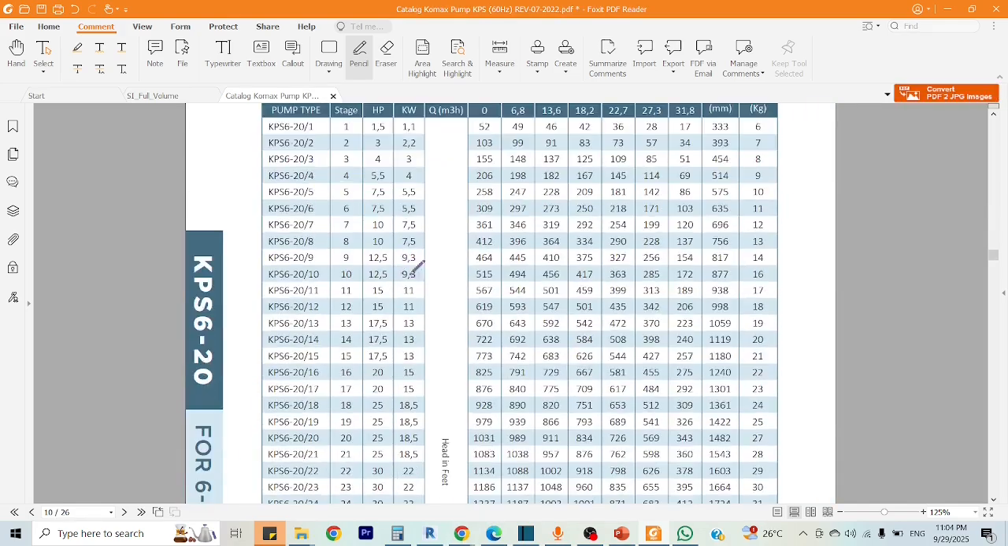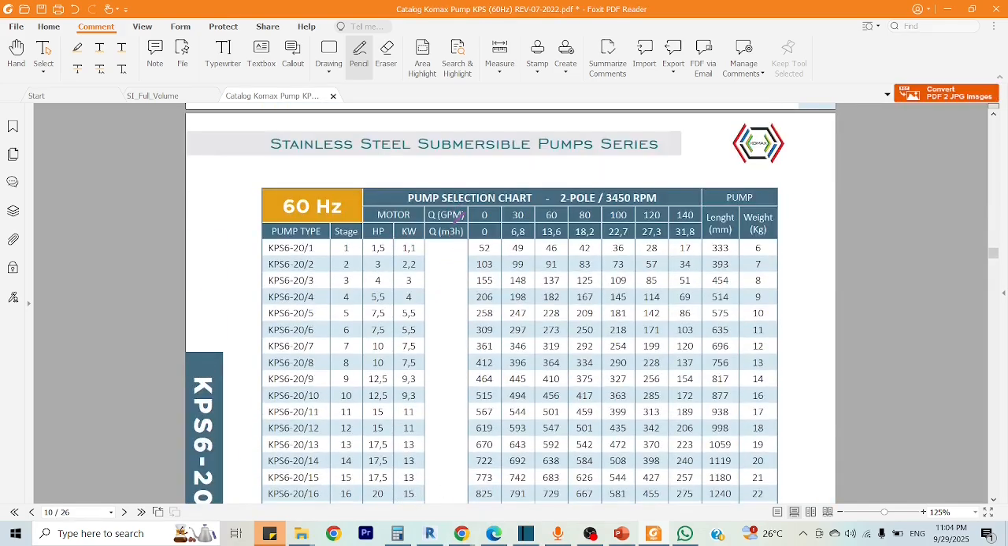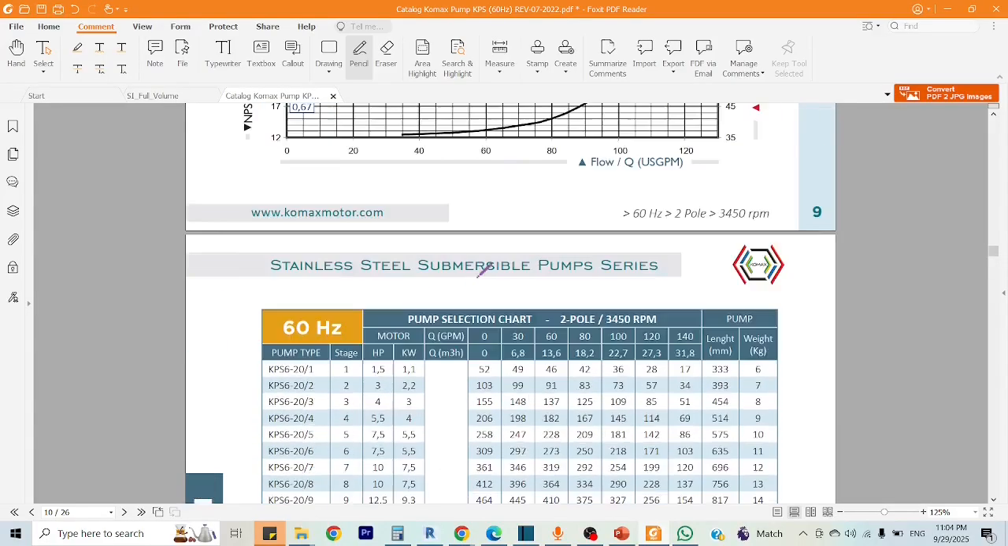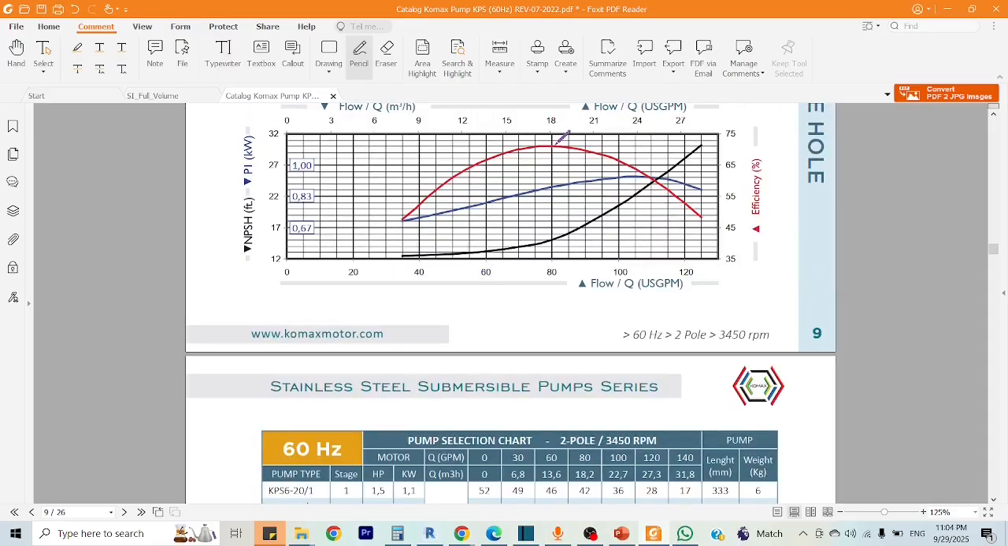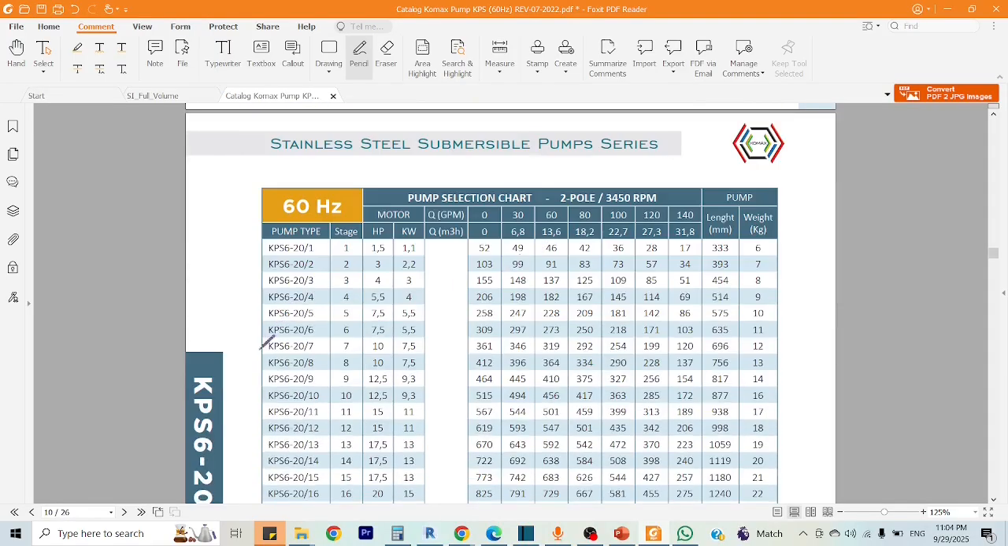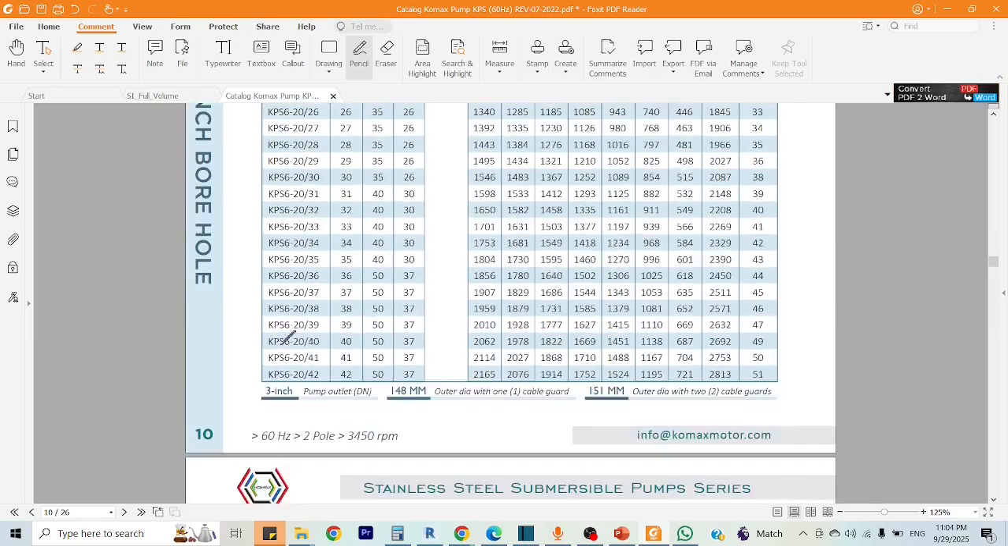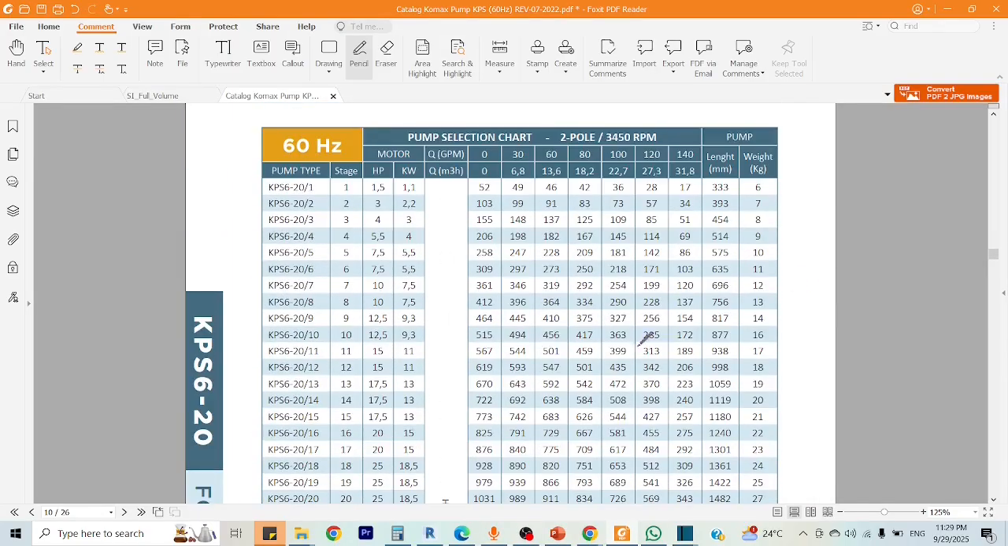In the table below you can see GPM, and these are the heads. From head and GPM, and as per best efficiency point, we have to select our desired pump from this list. Hopefully you get the idea of selecting a pump from its curve. Thank you very much.